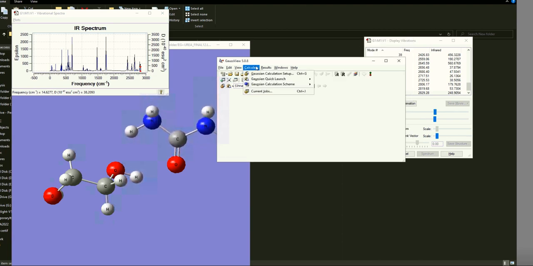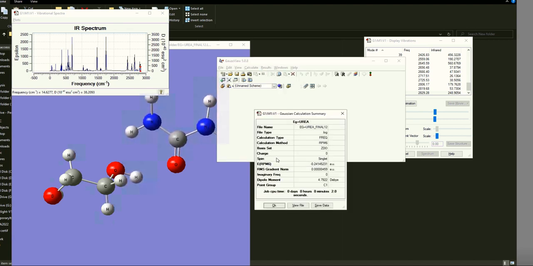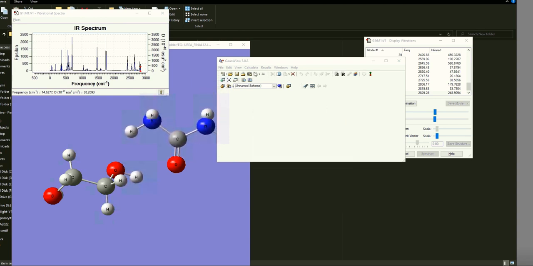And also you can have here the summary. In the summary you can see the dipole moment. Okay, dipole moment 4.7922. So yeah, that's basically it. You can save data here, plot, everything you can do.